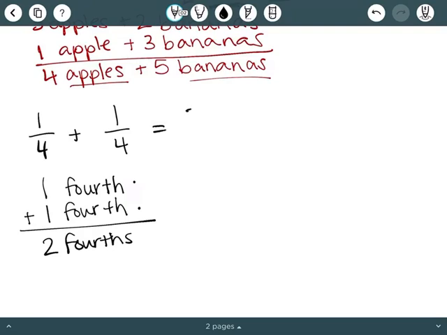So by connecting to the idea of units and combining like units, I can make this more explicit for my students, and then they can rewrite it as 2/4. This is how it connects to addition. You can see how then that would easily connect to subtraction. We'll talk more about multiplication and division later.